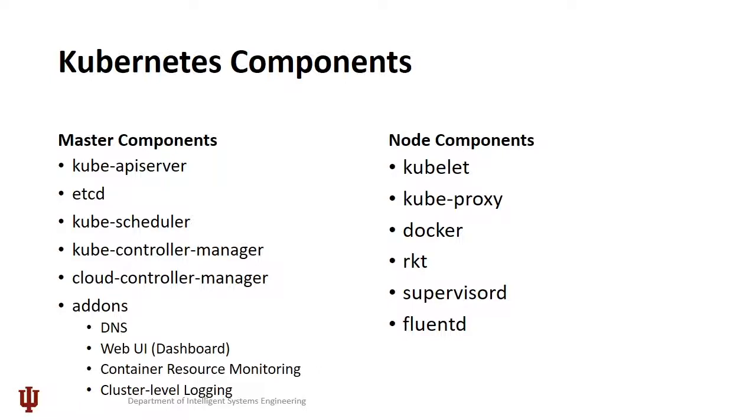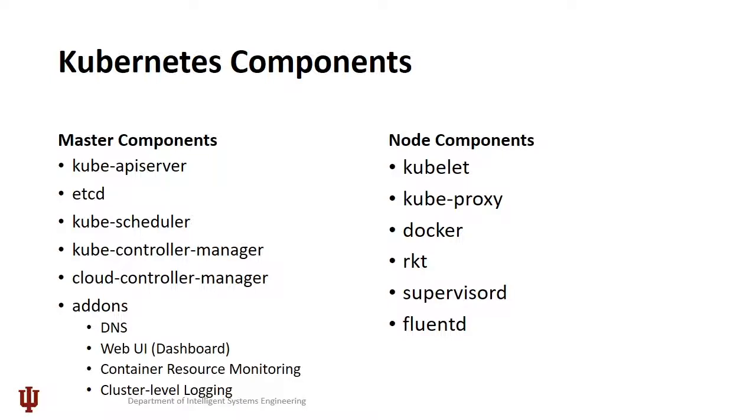Kubernetes components as part of the masters include the Kube API server, which allows you to interact with the services on the REST service call level, etcd, the scheduler, the control manager, the cloud control manager. And then there are add-on components such as, for example, enabling you to do DNS, web user interfaces, container resource monitoring, and logging. So the resource monitoring is actually pretty nice when you take a look at the dashboard.